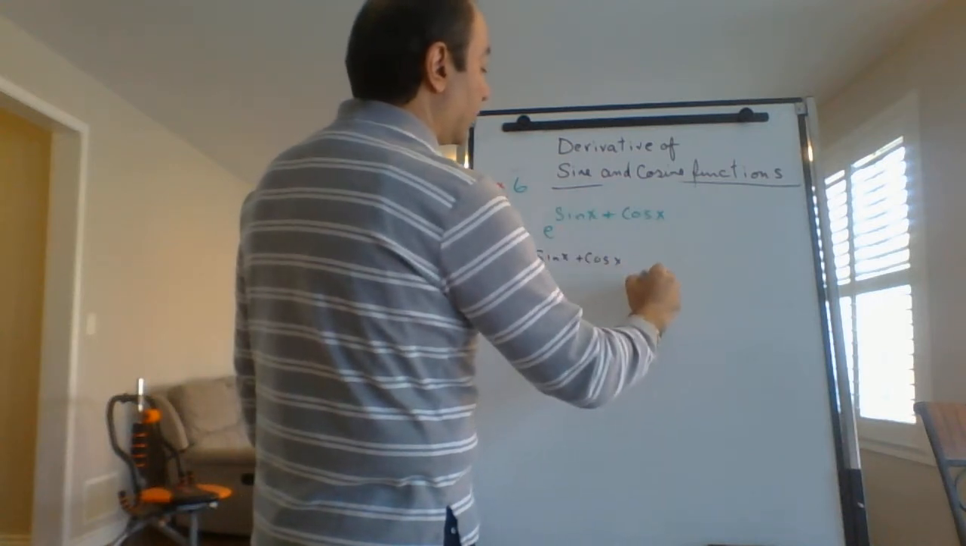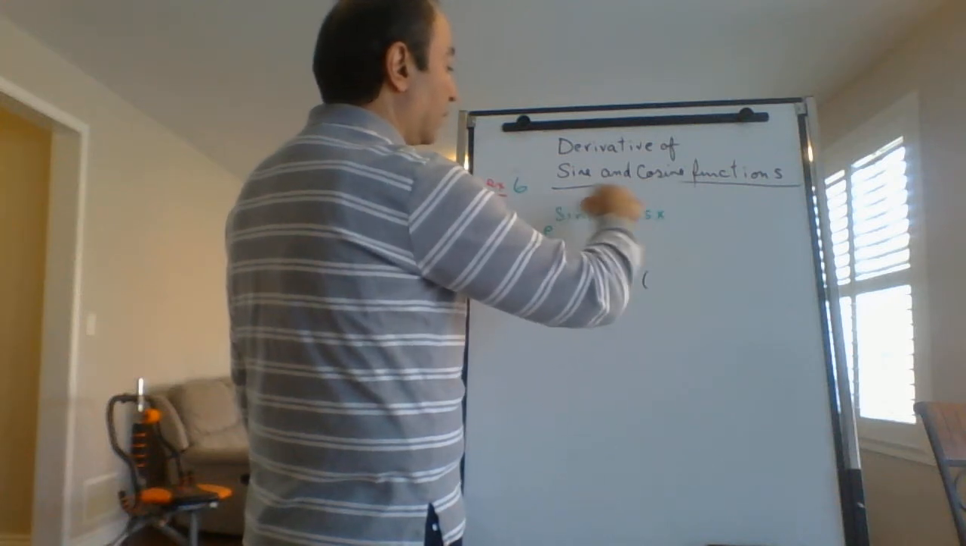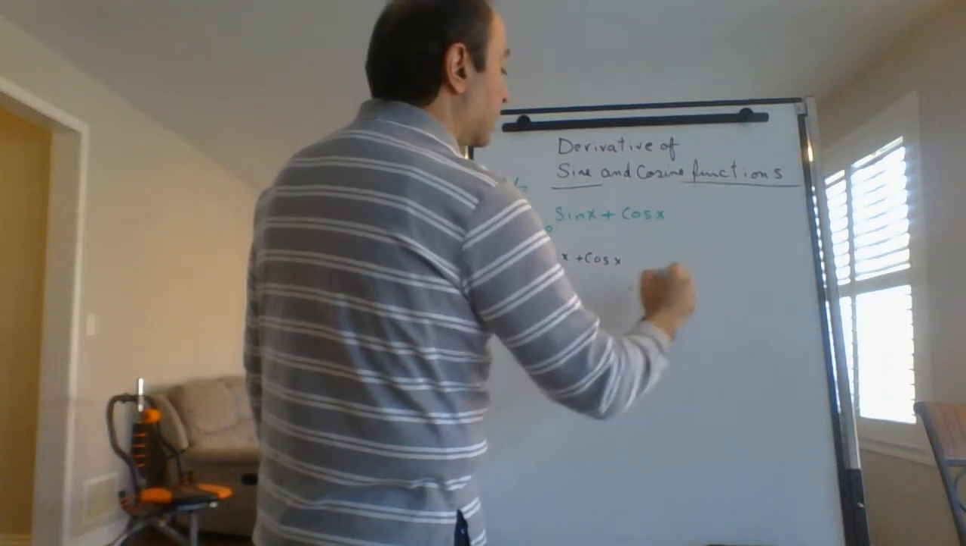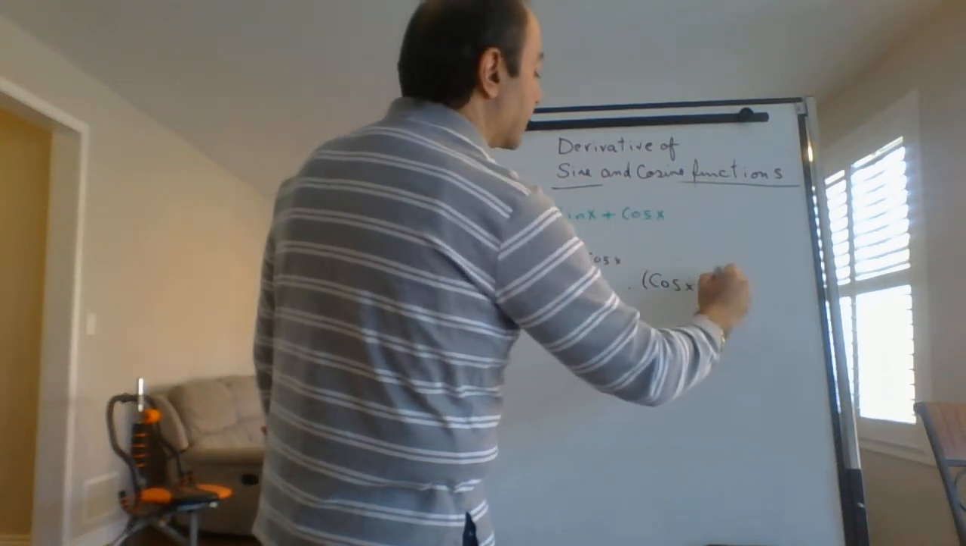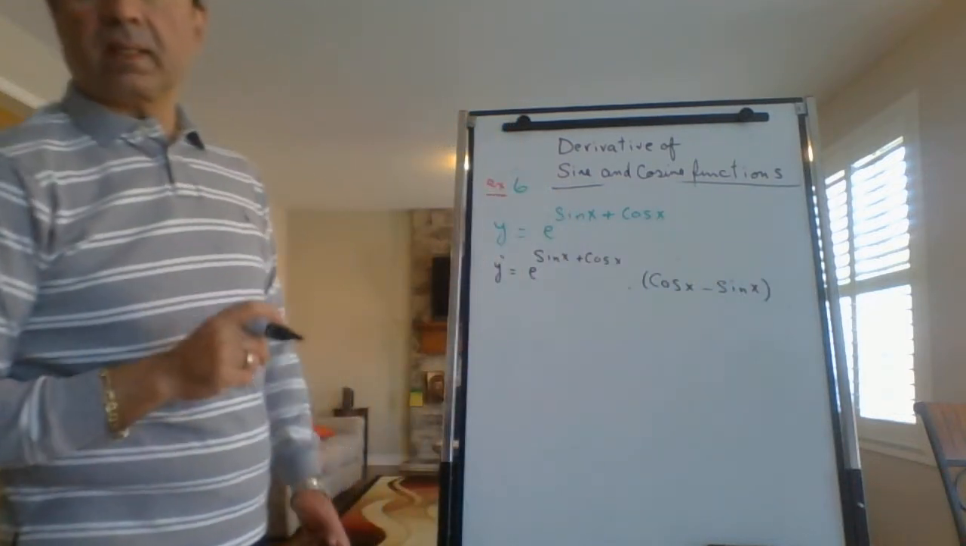So the derivative of f of x is f prime of x. The derivative of sine x is cosine x. The derivative of cosine x is negative sine x. This is the derivative.